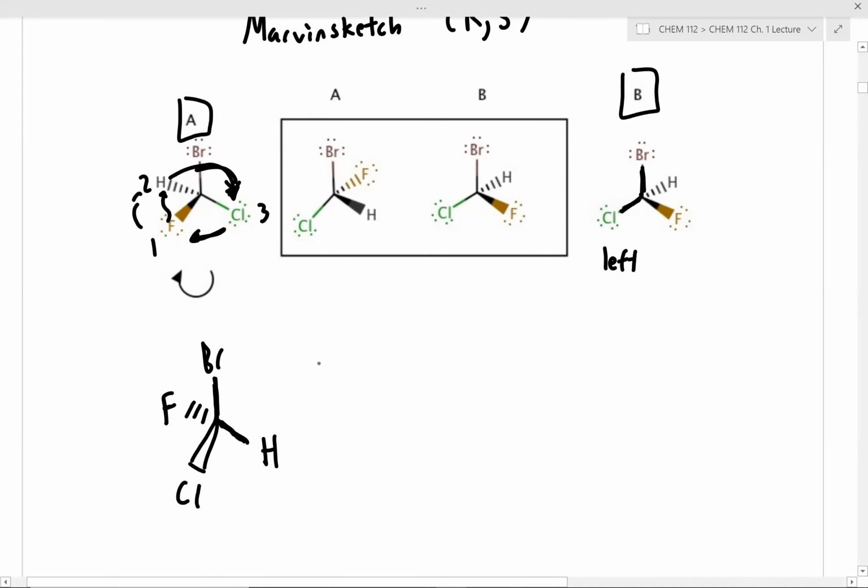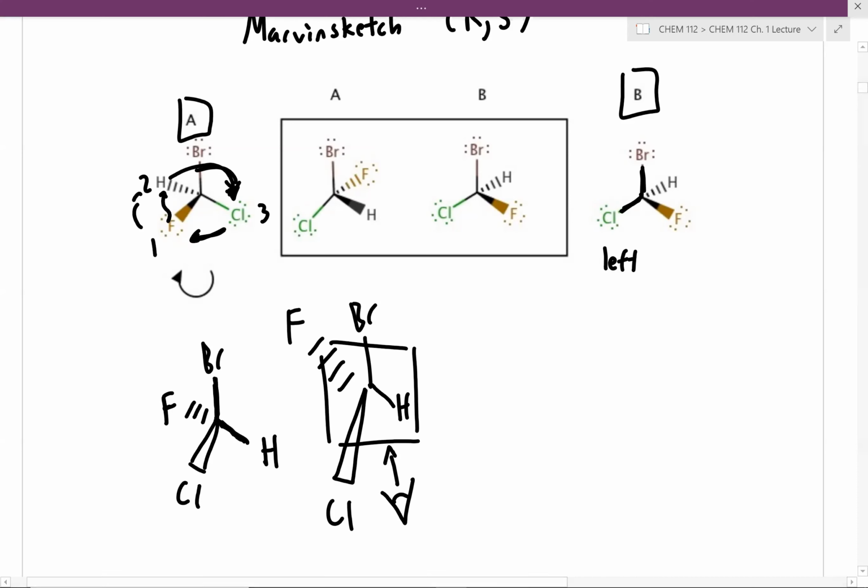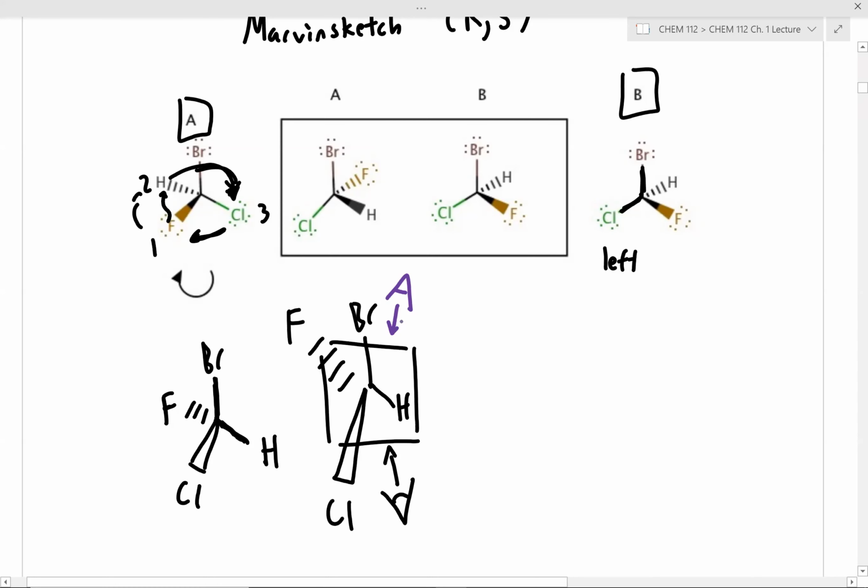So if we draw a piece of paper here, we have our bromine. We have our hydrogen. Our chlorine is pointing out. Our fluorine is pointing in. Now, we are looking at this structure from the front. All we have to do to change our relative position of substituents is to look at it from the back perspective.